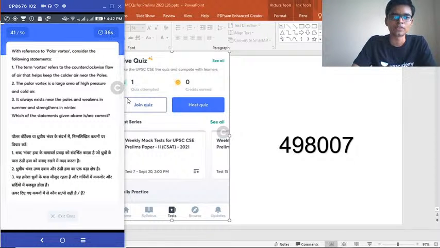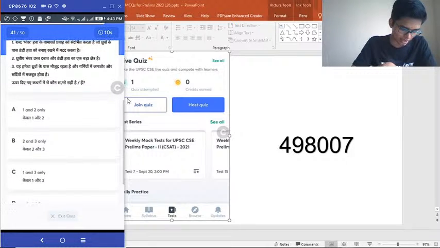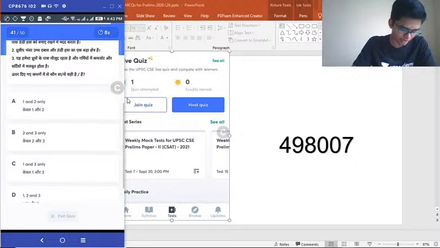41st question. With reference to polar vortex, consider the following statements. 1. The term vortex refers to the counterclockwise flow of air that helps keep the colder air near the poles. 2. The polar vortex is a large area of high pressure and cold air. 3. It always exists near the poles and weakens in the summer and strengthens in the winter. Which of the statements given above is or are correct? Direct question, simple question. 1 and 2, 2 and 3, 1 and 3, 1, 2, 3.